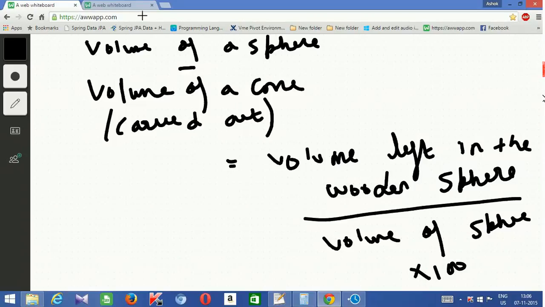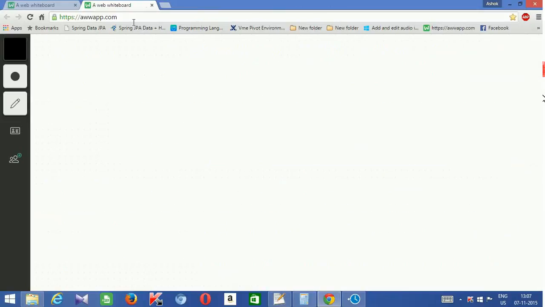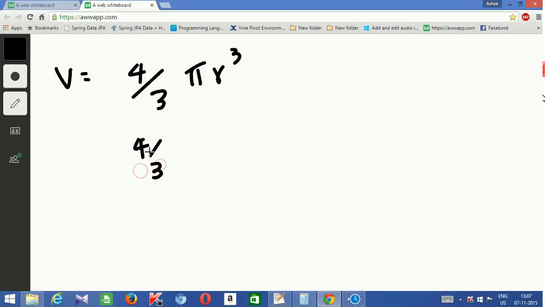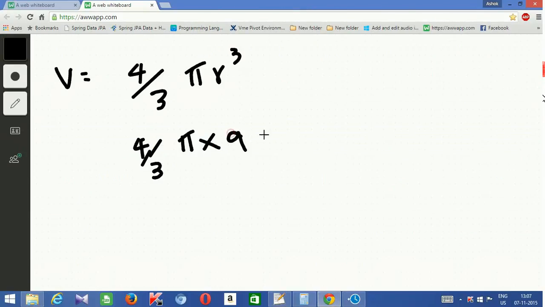So first thing we need to do is find the volume of the sphere as per the criteria here. Radius is given as 9 centimeter. So volume of a sphere is equal to 4 by 3 pi r cube. It is nothing but 4 by 3 times pi into what is r? 9. So it is given as 9 centimeter, sphere of radius 9 centimeter. If you see, from that sphere only a cone is being carved out. So it is nothing but 9 into 9 into 9. Don't multiply anything now, you can do it finally. This is for the sphere.